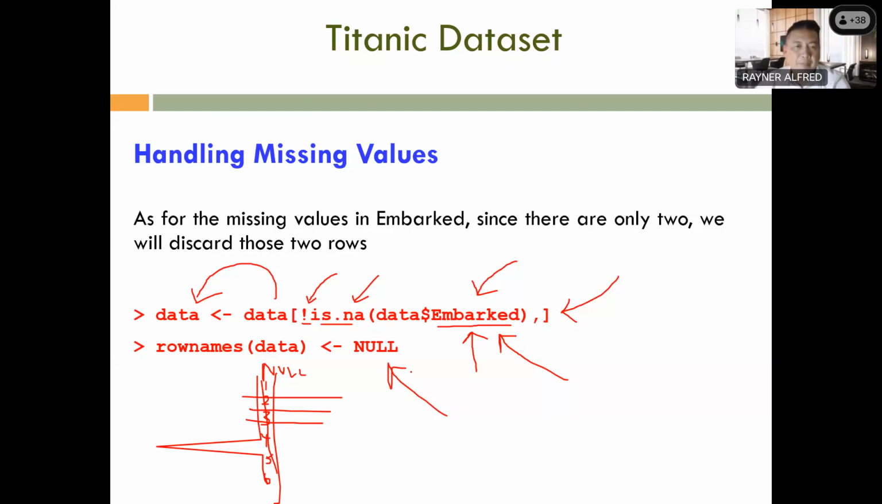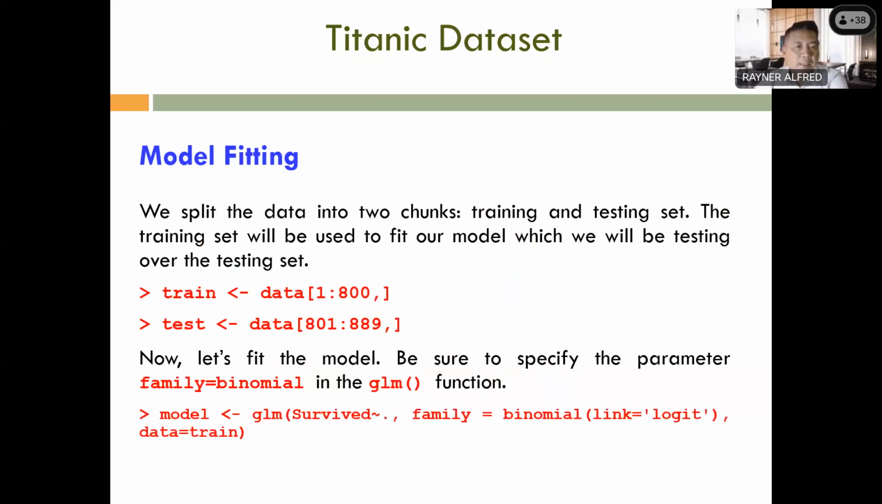Okay, now we will split the data. In the beginning we have 891 rows, but we have removed 2 rows, so now we only have 889. We will divide the data into training and testing data sets. This number could range from 1 to whatever number you want, but in this example, I'm taking the first up to 800.